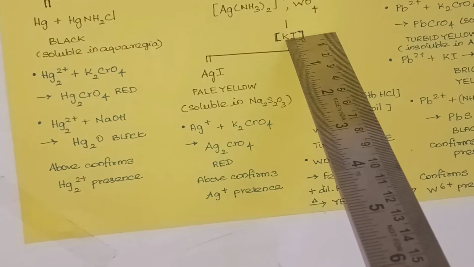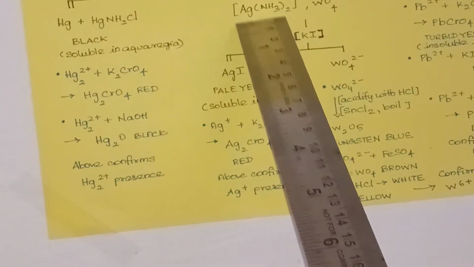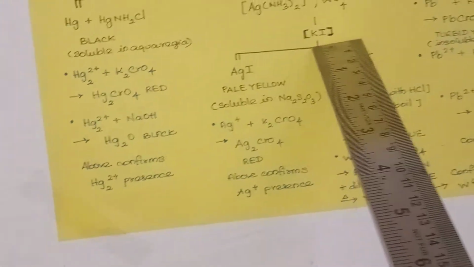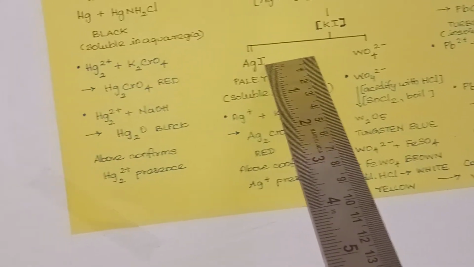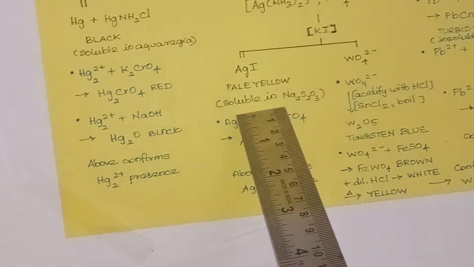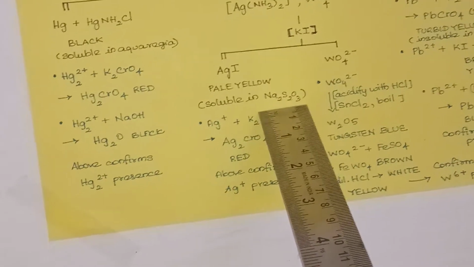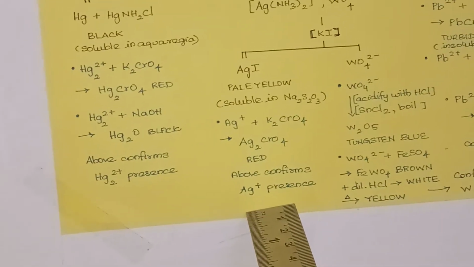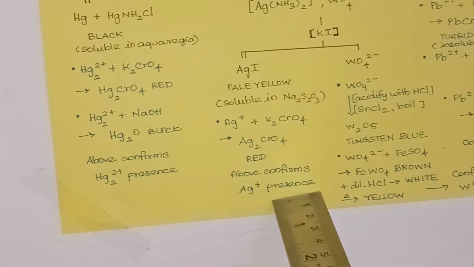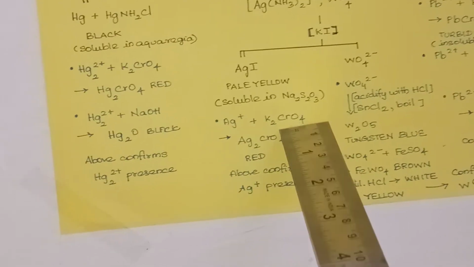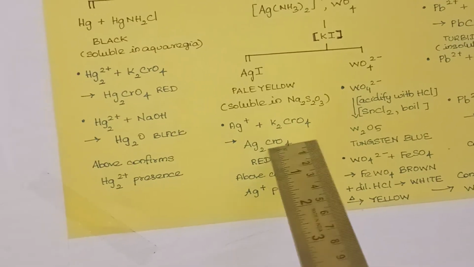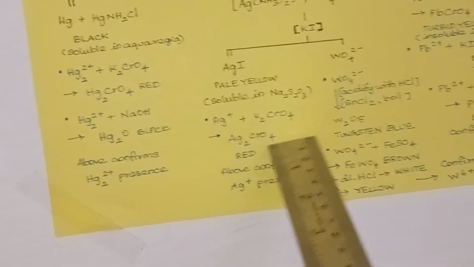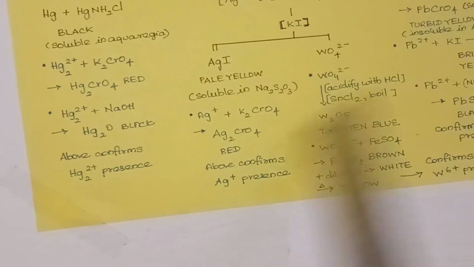If you are adding potassium iodide, you will get this anion. This cation will react with this anion to form silver iodide. Silver iodide is pale yellow in color, which is soluble in sodium thiosulfate. After dissolving the PPT, you just perform these confirmatory tests, which will confirm the presence of silver in it. Just add potassium chromate. You will get silver chromate which is red in color.